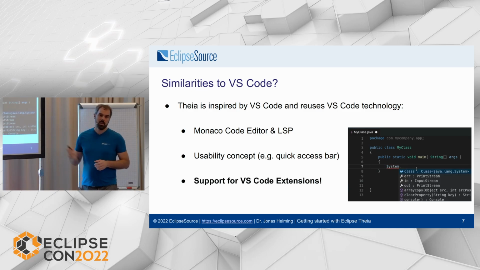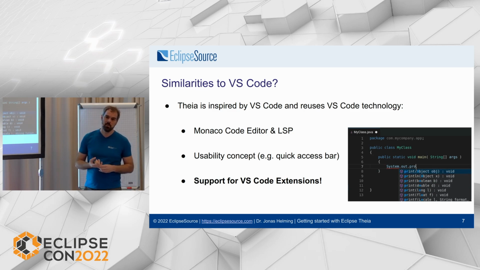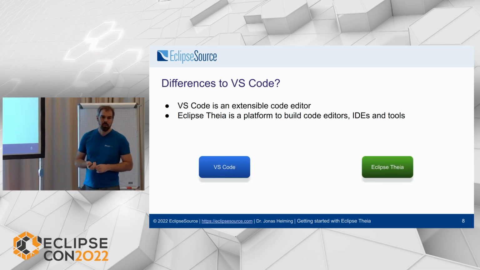And the third, I mentioned that we support the extension model, VS Code extensions, that is also defined by VS Code. So now what are the differences on a conceptual level? And that's really important. This is where all the other differences come from. VS Code is built as an extensible code editor. That's what they have on their website. That's their primary focus. So it's a tool that you can download, and then via this VS Code extension mechanism, you can add features to it.